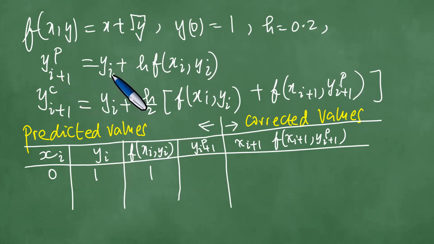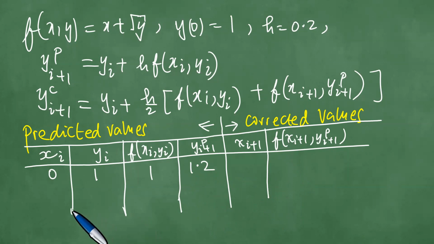Y1 predictor is going to have y0 plus h times f of x0, y0. So you're going to take this y0 plus h, which is 0.2. So it's 1 plus 0.2 times this, because we multiply by h. So 0.2 times 1, and we're adding it to 1, which is 1.2. Awesome stuff.